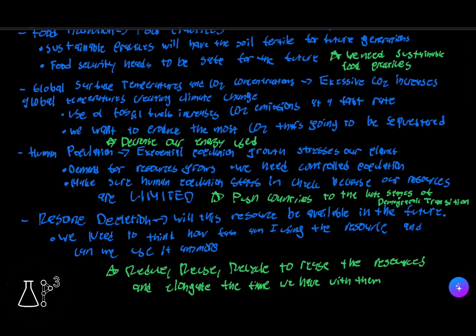We need to think how fast I'm going to use a resource, and can we use it anymore? So when it comes to resource depletion, we need to think about how fast am I using the resource, and can we use it anymore? So when it comes to this, we want to think about reduce, reuse, and recycle to reuse the resources and elongate the time we have with them.